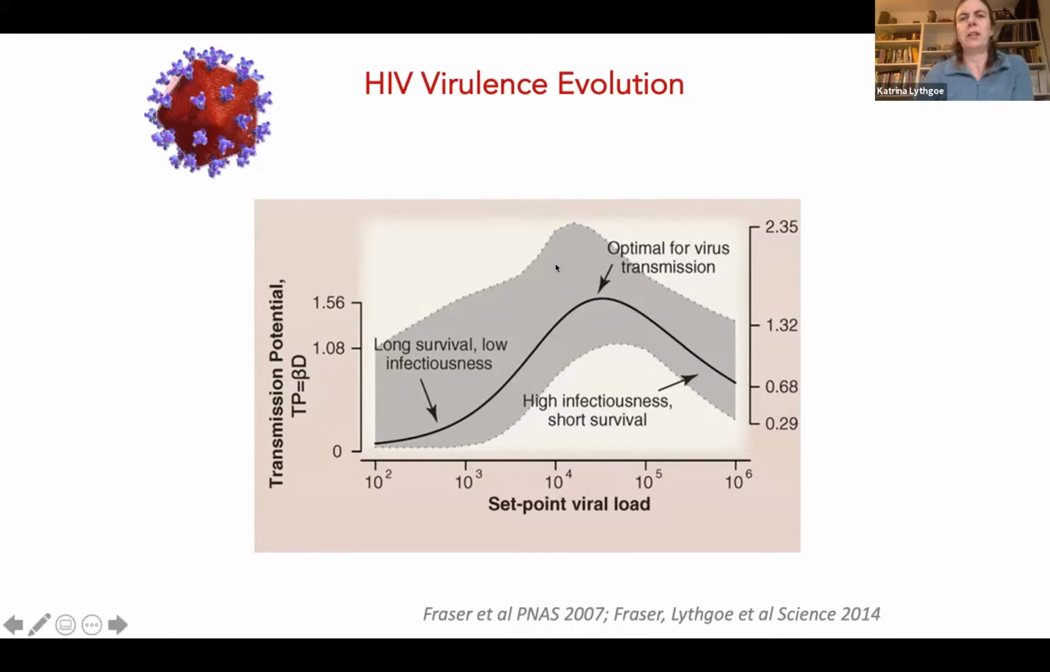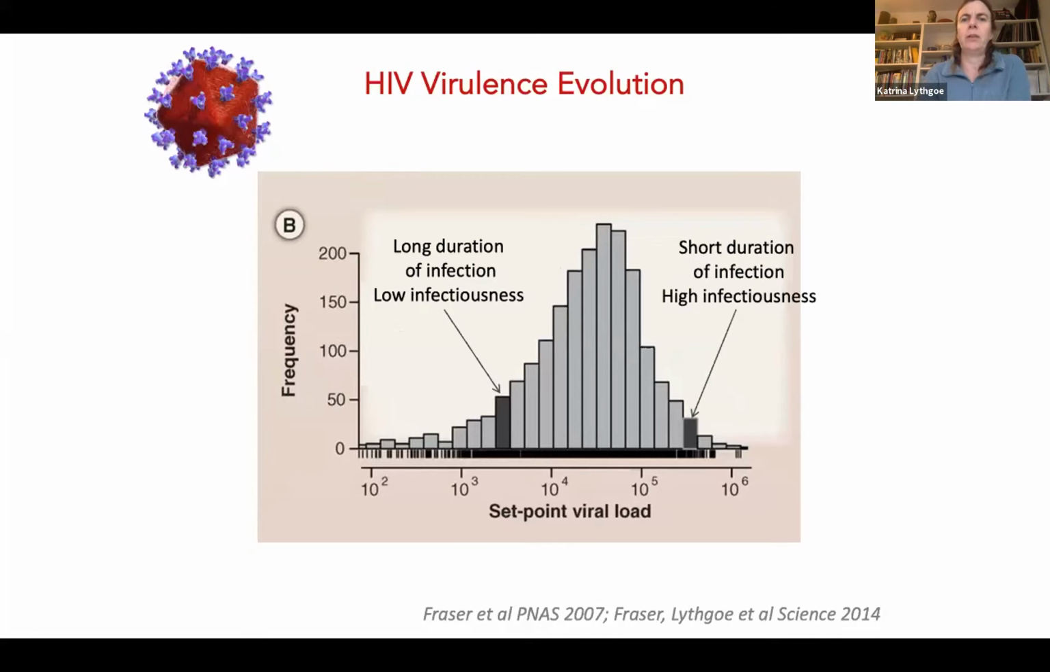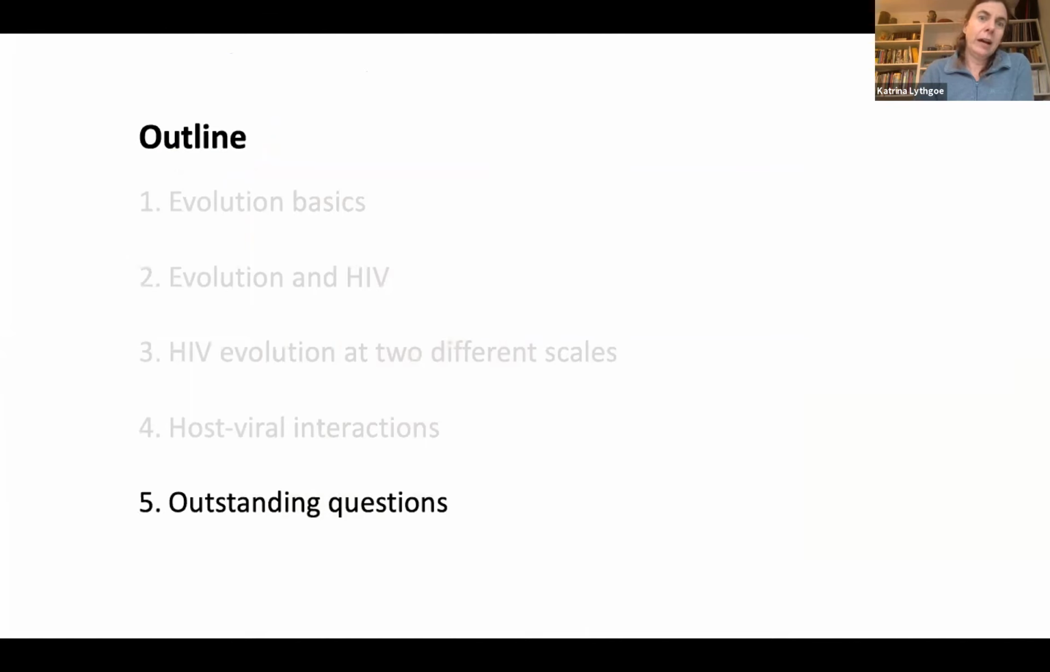And lo and behold, if we look at the distribution of set point viral loads in a population, we can see that most people have these intermediate set point viral loads. And so what we can hypothesize is that the virus has evolved to generate these intermediate set point viral loads. And then the question is, what are the host and viral factors which are involved in generating this distribution? And actually, this is still very much an open question, which takes us on to outstanding questions.